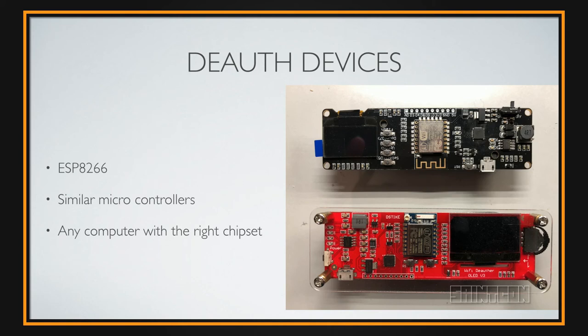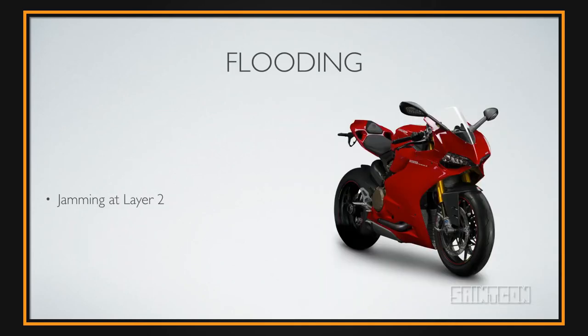And the next type of attack is called flooding. Now, you might be wondering what the motorcycle has to do with flooding. The answer is absolutely nothing. I just forgot to put the right picture in this slide. But there's a motorcycle. So anyways, flooding is like a jamming at layer two.